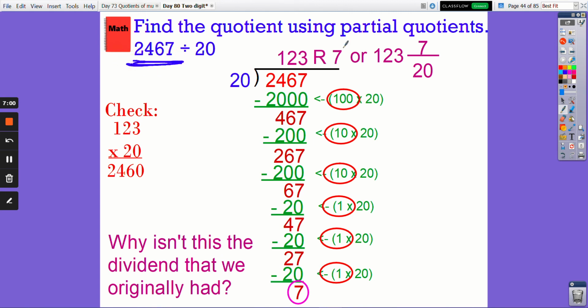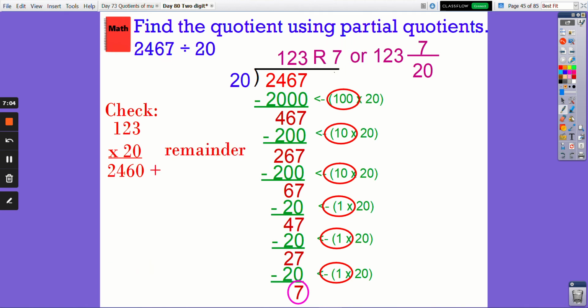No, but we also had a remainder of 7. So we need to add. So when you check, you multiply your whole number and your quotient by your divisor, and then you add your remainder, and that will give you back your dividend.